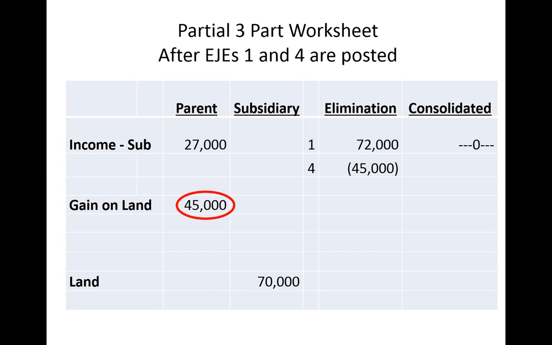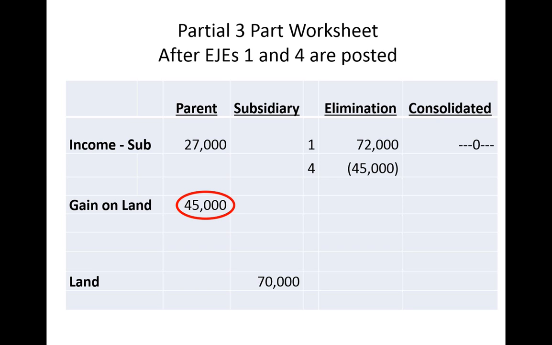So remember, we have to eliminate anything that remains between the parent and the sub. The $45,000 is there. We've got to get rid of that. And the sub has something that we need to address as well. The land on the sub's records is at $70,000, which is what they paid. But remember, that land is overstated because the original cost of the land by the parent was $25,000. So the land is overstated by $45,000 as well.